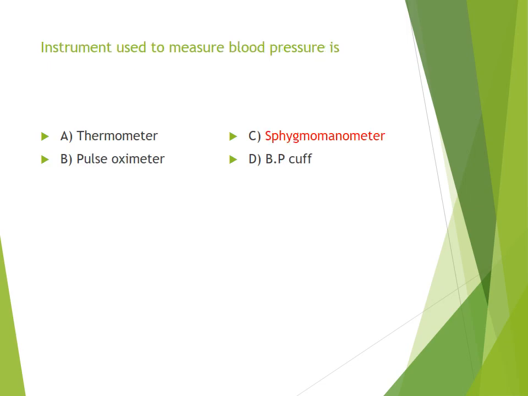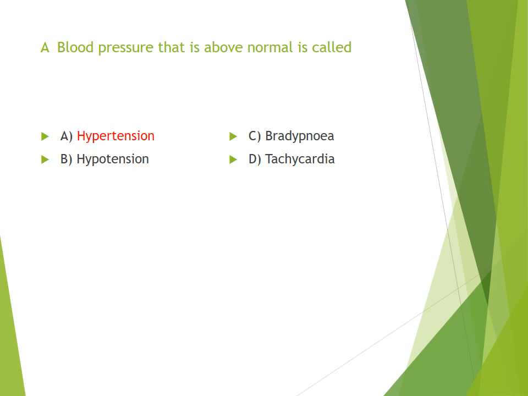Next question. The instrument used to measure blood pressure is options A. Thermometer, B. Pulse oximeter, C. Sphygmomanometer, and D. BP cuff. Right answer is sphygmomanometer. A blood pressure that is above normal is called A. Hypertension, B. Hypotension, C. Bradypnea, D. Tachycardia. Right answer is hypertension.